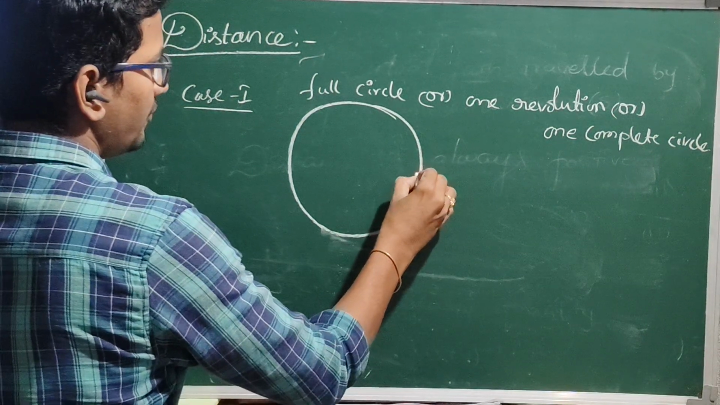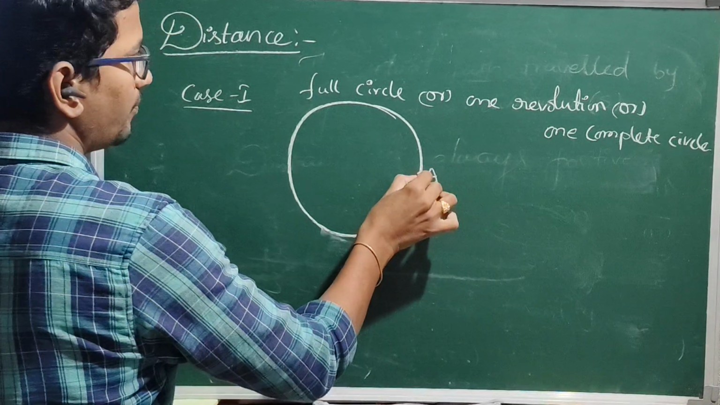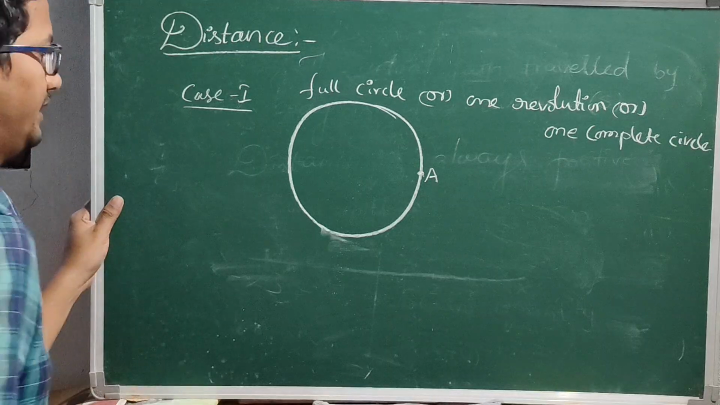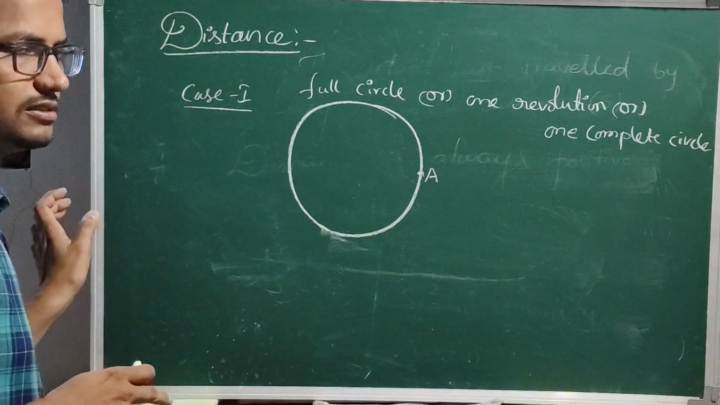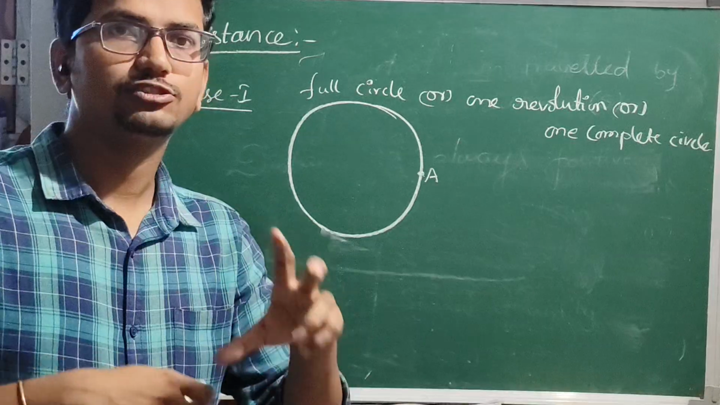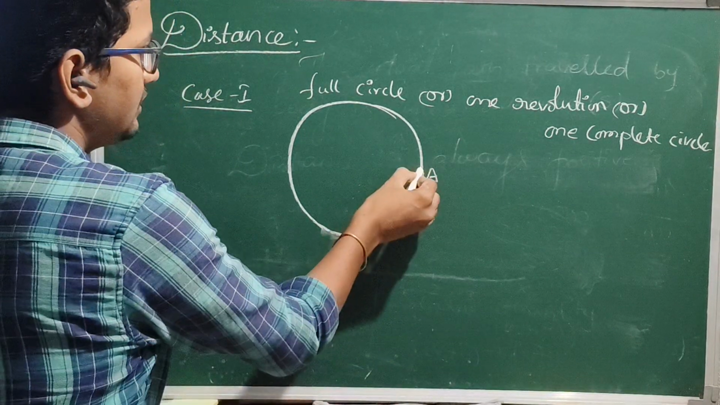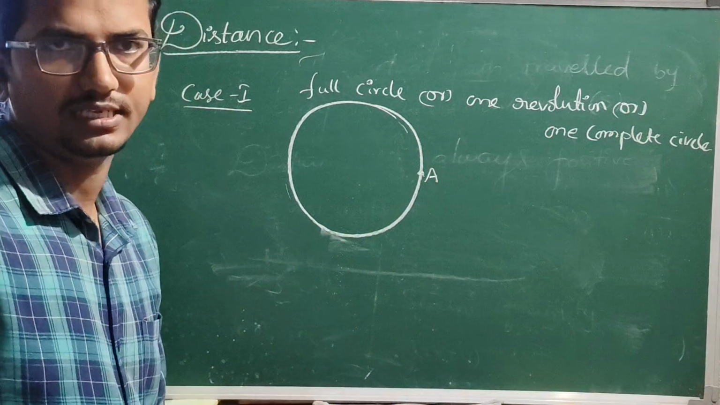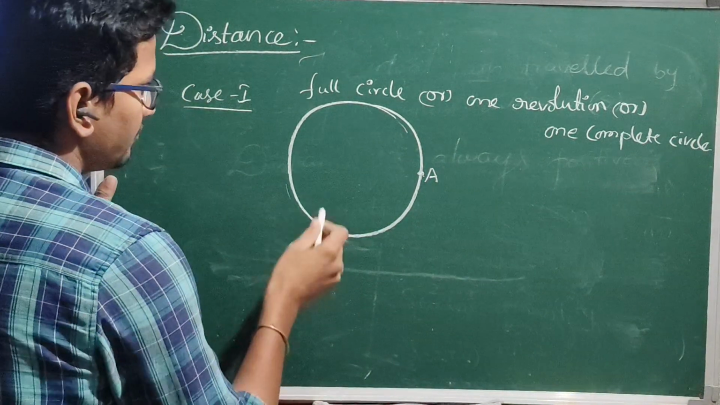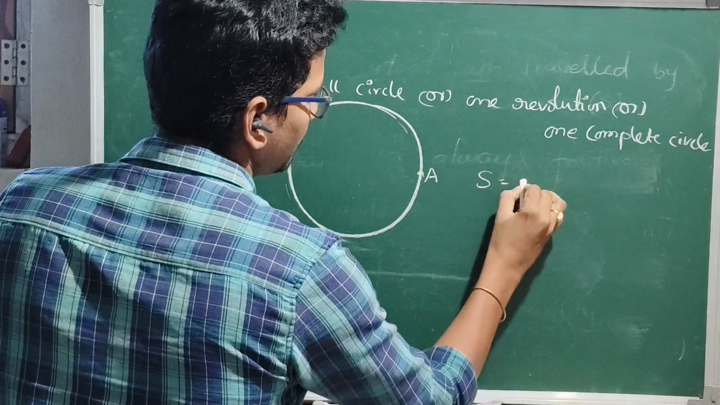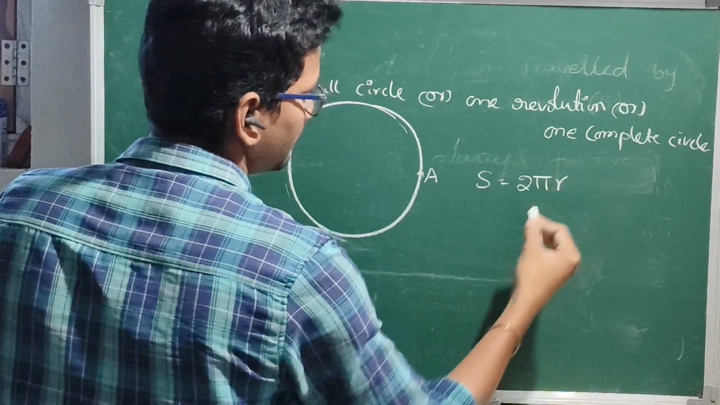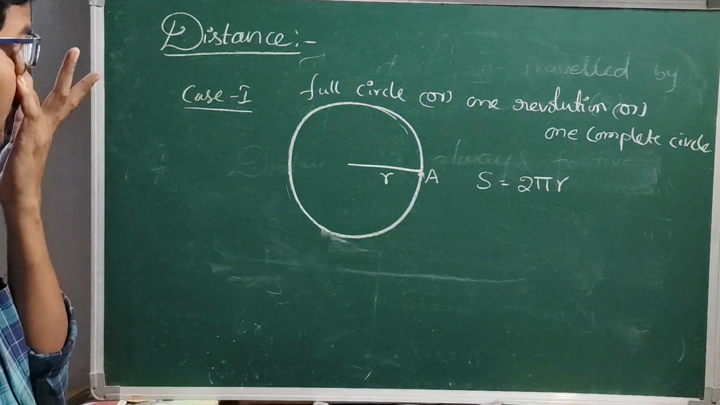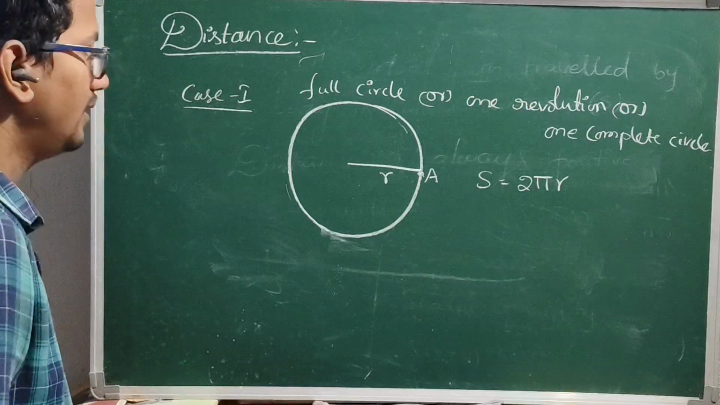For example, we take the point E, and the object completes one cycle. That is called distance. The definition we discussed: the actual path traveled by the body. What is this actual path? The circumference of the circle. So the distance is equal to the circumference of the circle, that is 2 pi r. For the complete circle, the distance is 2 pi r.